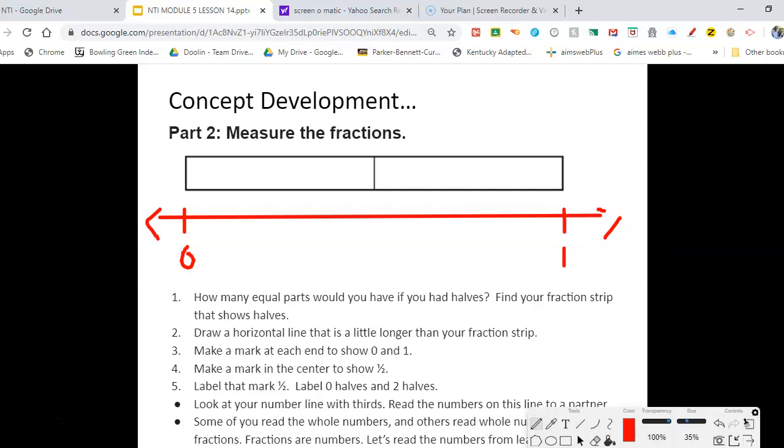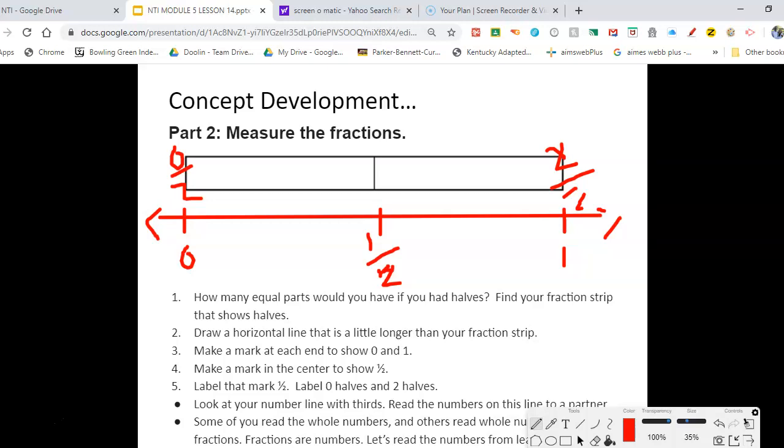Now make a mark in the center where the fraction strip is divided to show that this is 1/2 of that fraction strip. So label it 1/2. That fraction is 1/2. And let's also go back and label where we have the 0. Let's label that 0 halves and 2 halves. 0 halves and 2 halves. All right, does everyone have that?